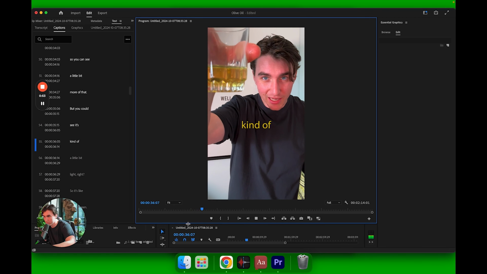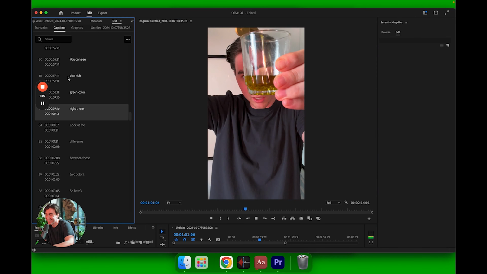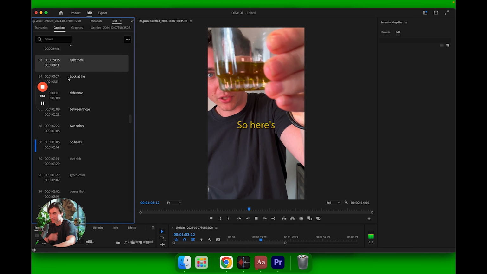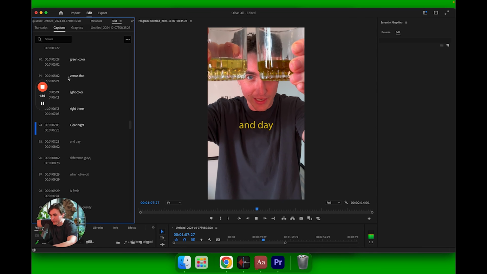But on the other hand, I want you to take a look at this hand-picked stuff from Greece. When we actually pour this one in, you can see, look at that rich green color right there. Look at the difference between those two colors. So here's that rich green color versus that light color right there. Clear night and day difference, guys.